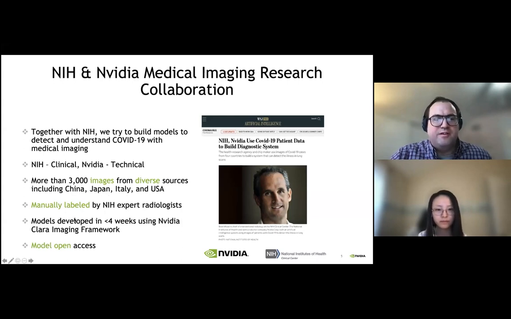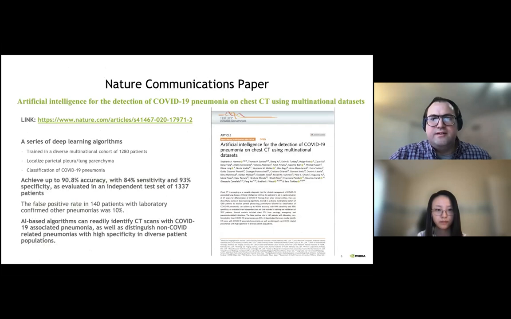We developed these models for lung segmentation and subsequent classification of COVID pneumonia versus pneumonia or diseases caused by other issues. And the models were also released. It resulted in a Nature Communications paper where we reported over 90% accuracy on differentiating different types of COVID-associated pneumonia and non-COVID related pneumonias across this diverse set of patients from different countries.